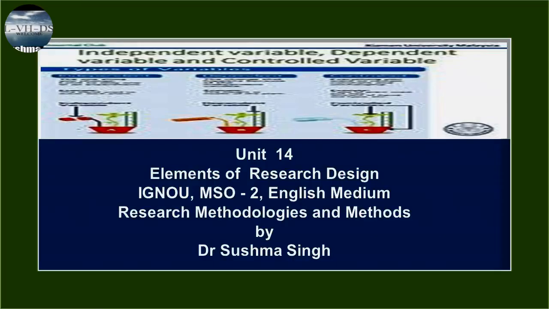Let us start discussion on Unit 14, Elements of Research Design. And we are continuing our topic, Structuring the Research Process. And the subtopic is Theoretical Orientation.